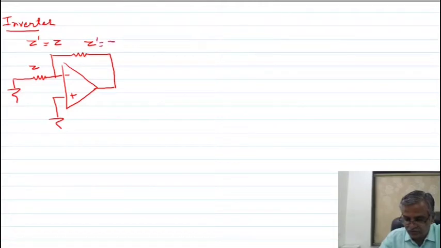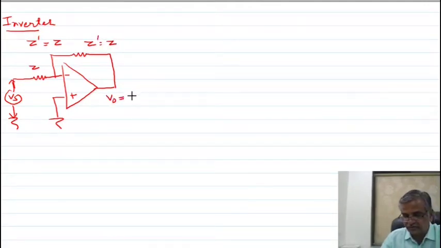This Z is equal to Z again. Here is your input signal. Here Z is equal to Z. So your output is gain multiplied by input. What is the gain? Gain is nothing but minus Z dash by Z, so it is minus 1. So minus 1 into input.